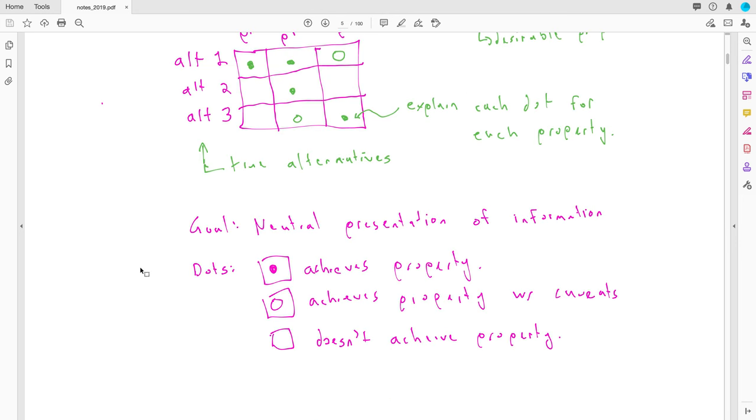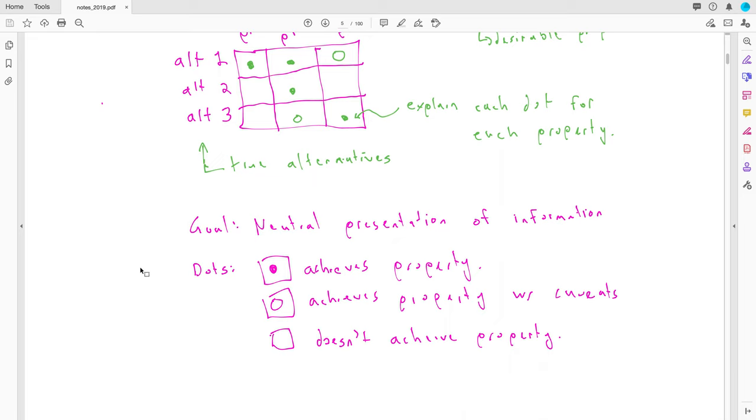The next thing is this table is meant to be sort of neutral. It's not necessarily meant to sell you on alternative one as opposed to alternative three. It's really up to the reader to look at it and say, alternative one gets the most dots, but maybe property three is actually the most important property. Maybe I really care about property three, and so I like alternative three, even though it doesn't get as many dots as alternative one, because that third property is so important to me that I want the full dot.